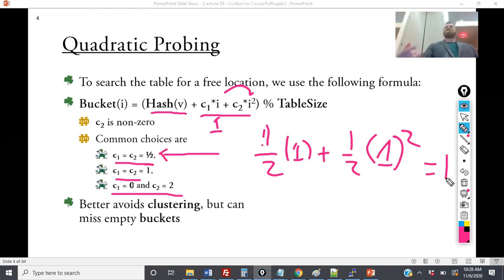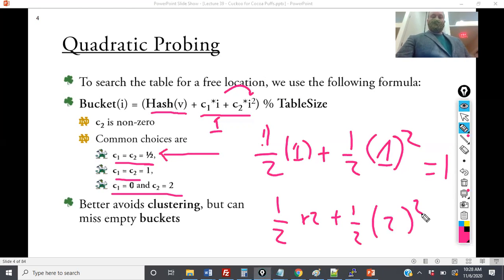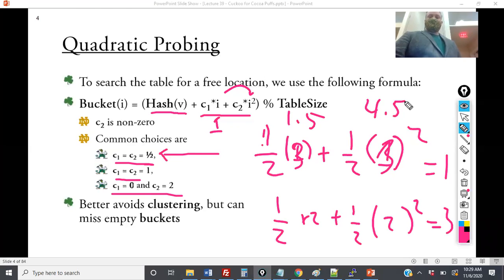If we go to the second iteration, this becomes 1/2 times 2 plus 1/2 of 2 squared, which gives us 1 plus 2, because 1/2 times 2 is 1 and 1/2 times 4 is 2, and that gives us 3. If we do this with the third one, we're going to do 3 squared. This is going to be 1.5, plus 9 divided by 2, which is 4.5, and that comes out to 6.